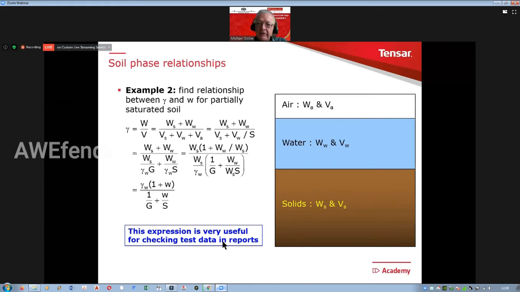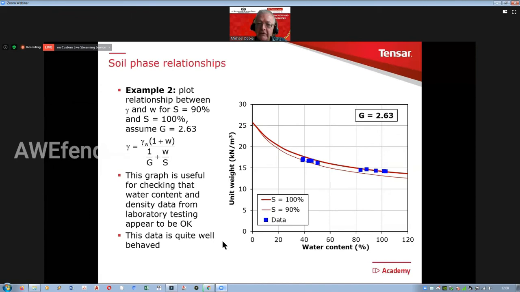You can plot a graph of that expression, and I plotted it there for a specific gravity of 2.63, and then you can add data from reports onto that. In fact, in my very early days as a very young engineer, I can remember I plotted it on a piece of graph paper beside me, and when I looked at reports, I would quickly check to make sure that the data seemed to be in the right place. Now, that blue data is all very well behaved. The right-hand dot is very close to fully saturated, and the other one's not quite. You'd have to say, well, did those samples come from below the water table? Should they be fully saturated? So it's quite a useful thing to look at.